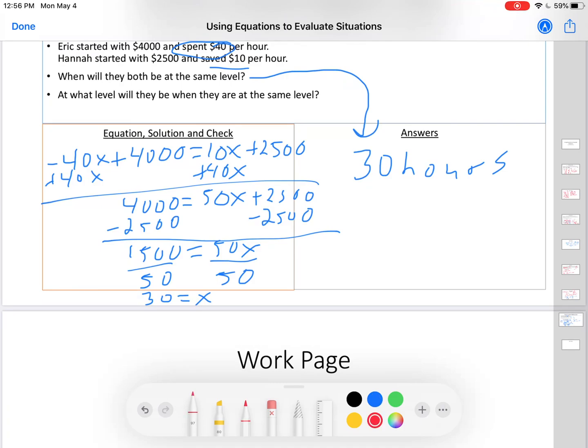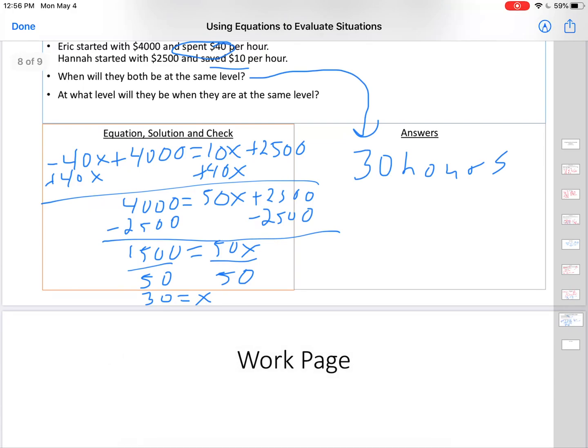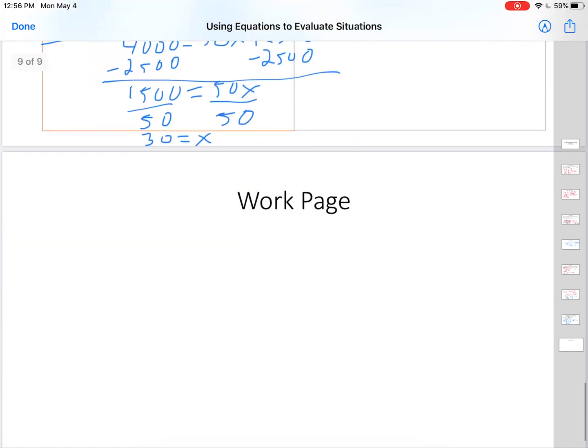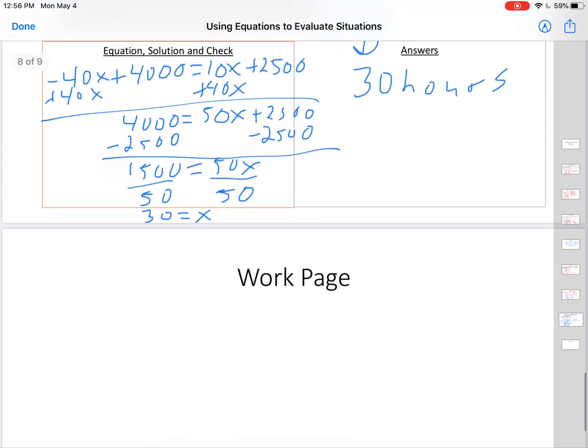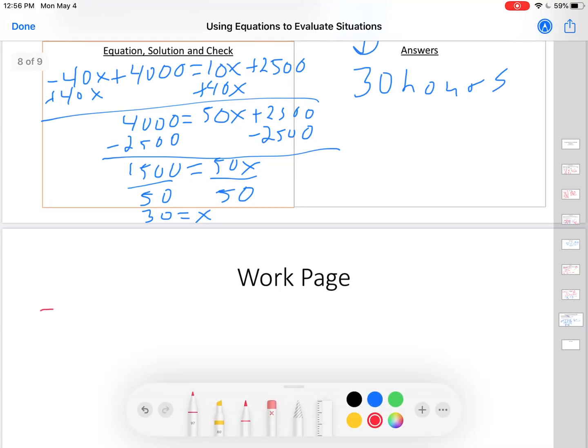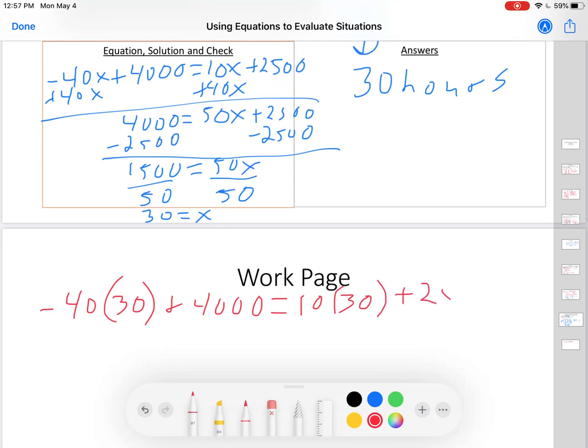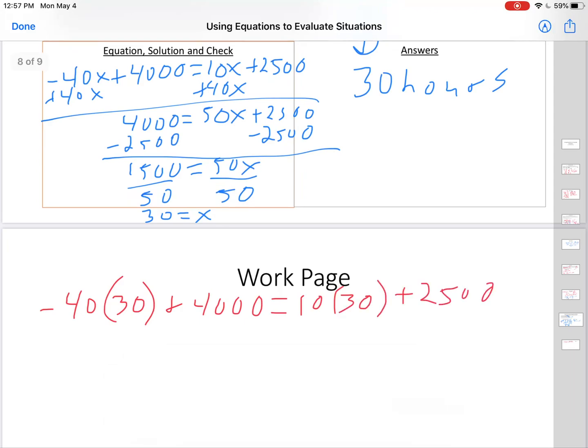All right. Let's answer the second question. At what level will they be when they are at the same level? How much will they have at 30 hours? Well, to do that, we need to do the check step. So, negative 40 times 30 plus 4,000 equals 10 times 30 plus 2,500.